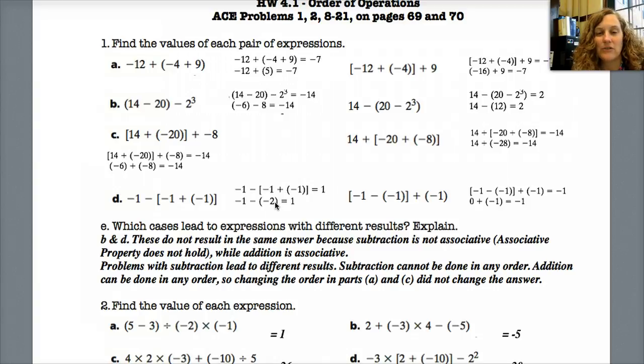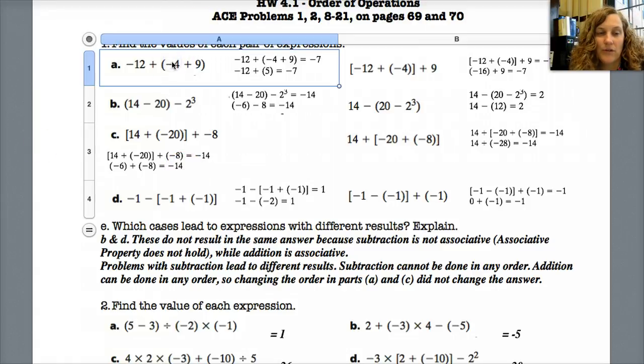The first thing you start with is groupings. Are there any parentheses, brackets, anything that says I need to do these first? Next, you need to evaluate any exponents. Then you do multiplication and division, left to right, and then you do any remaining addition and subtraction, left to right. So these are all homework problems that just help you practice your order of operations and make sure that you're evaluating them in the right way.